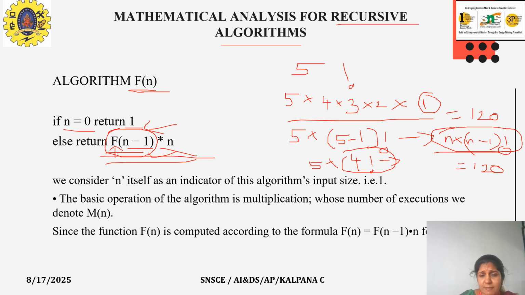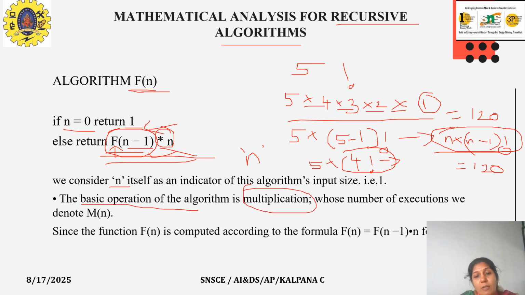So let's decide on the parameters. First we need to identify the input size. Here we have given n itself as an indicator, that is, the input size is n. Next, we need to identify the basic operation. What operation am I doing? Always see here, 5 into 4 into 3 into 2 into 1. Here also only the multiplication symbol is there, right? Repeatedly I am just multiplying the numbers till I reach 1. So the basic operation of this algorithm is nothing but multiplication.